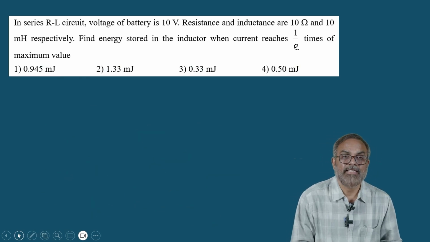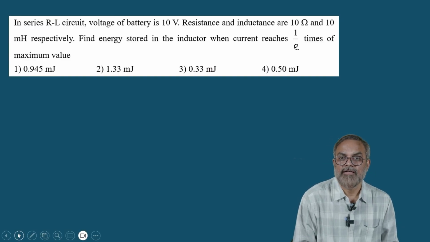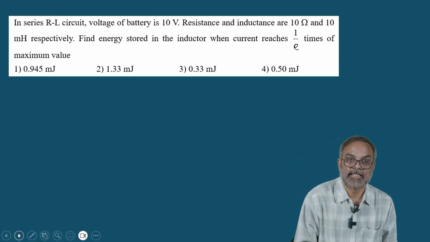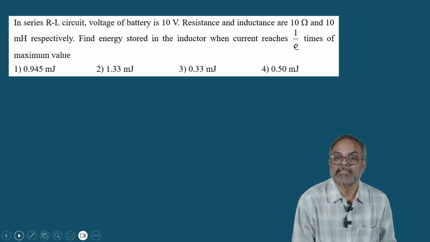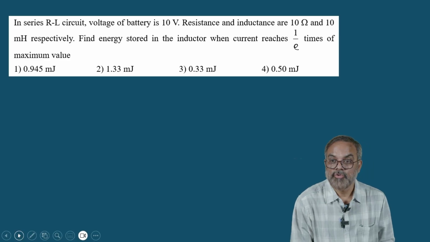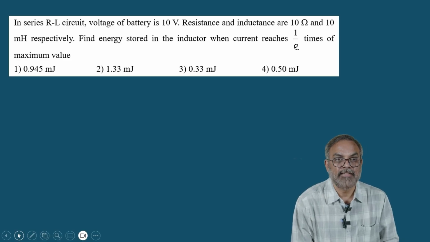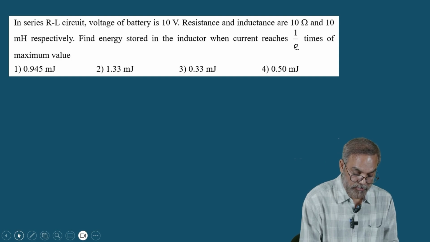We are given that in a series LR circuit, the voltage of a battery is 10 volt. Resistance and inductance are given 10 ohm and 10 millihenry respectively. We have to find out the energy stored in the inductor when current reaches 1 by e times of the maximum value. So students, this is clearly a question related to transient RL circuit, that is growth of current.